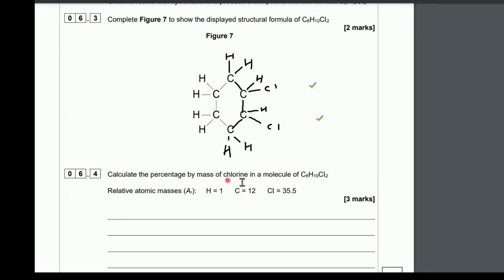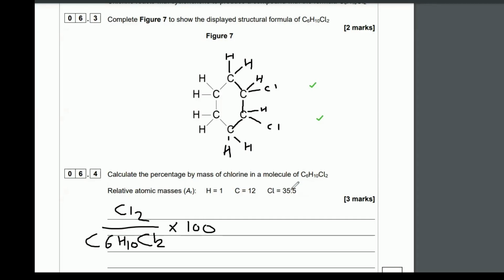Calculate the percentage of mass of chlorine in a molecule of C6H10Cl2. So they want to know how much chlorine is in the whole thing. So hopefully you all know how to do that. You want to do chlorine divided by C6H10Cl2, and this is the bit people get confused by, the chlorine of the total. How much chlorine of the total? And we need it as a percentage, so we need to times 100.